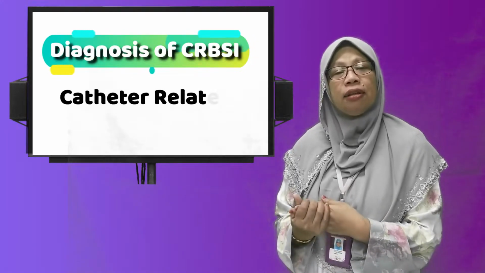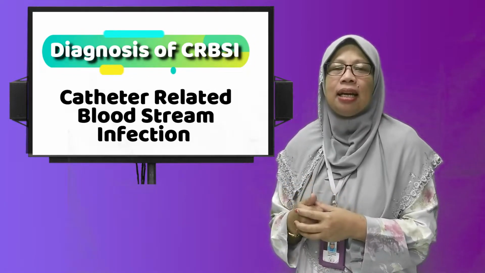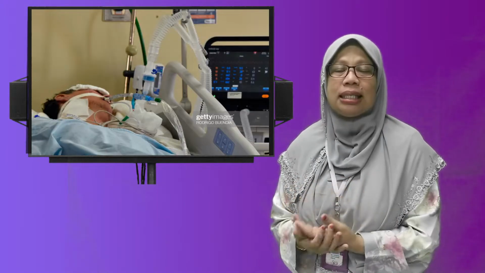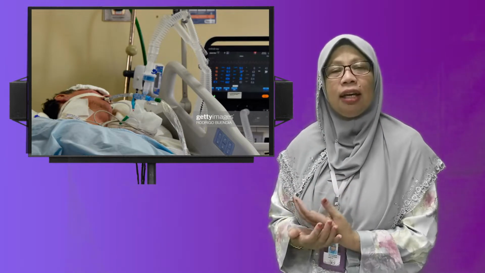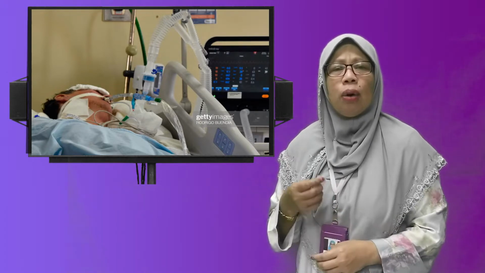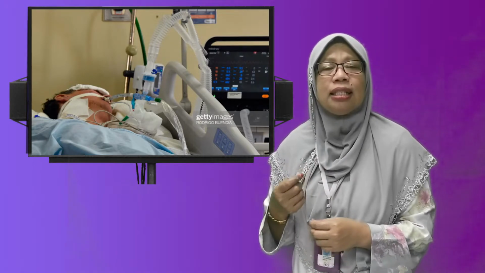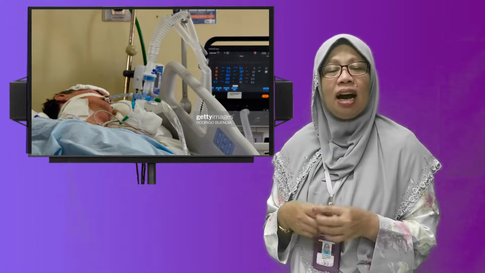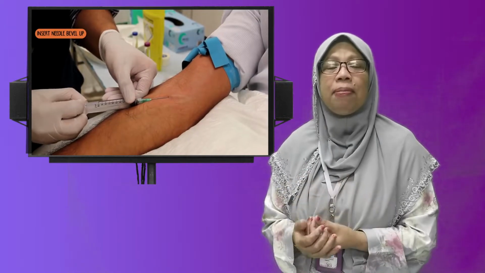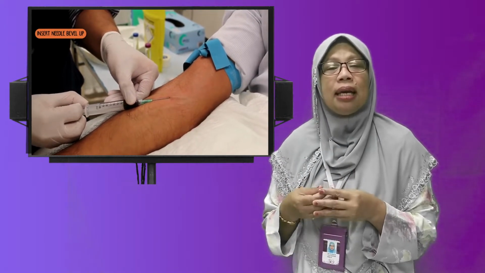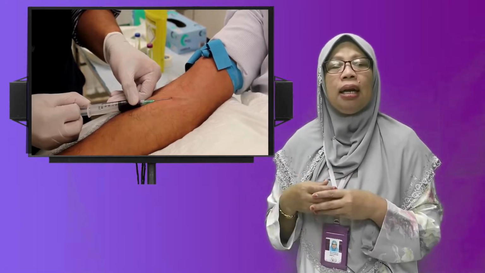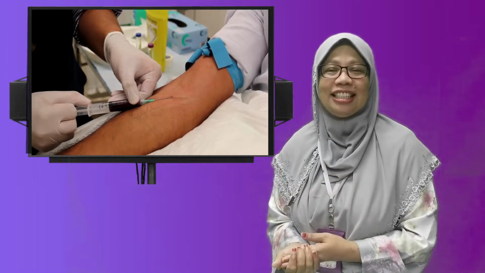Okay, now when you have patients who have a central venous catheter in place and the patient has developed all the signs and symptoms suggestive of catheter-related bloodstream infection, what you need to do next is to confirm the diagnosis. How to confirm that? Definitely by taking blood culture and sensitivity and confirming by lab confirmation.